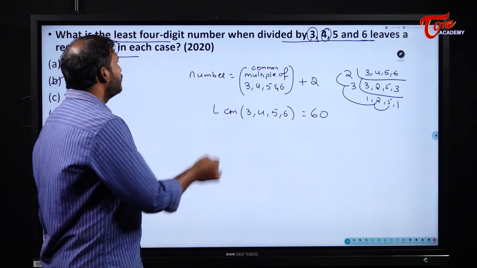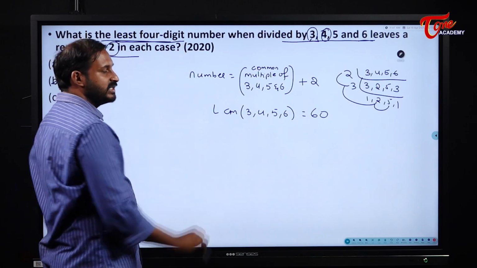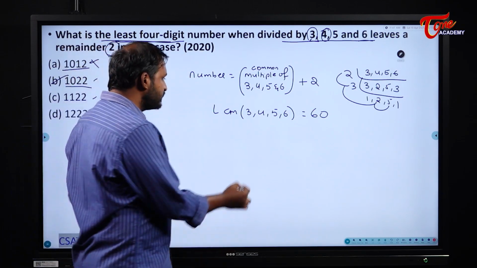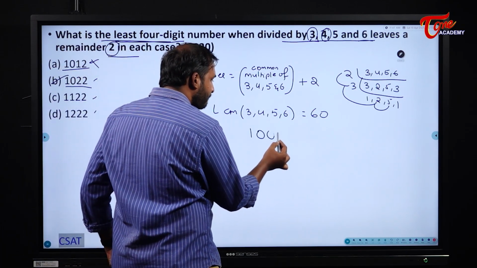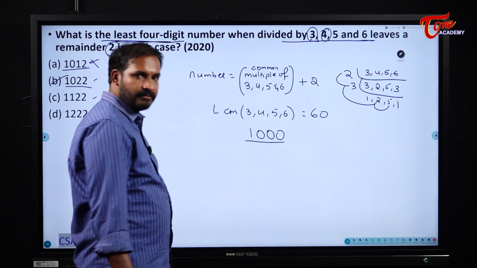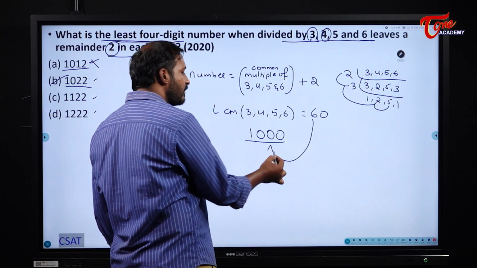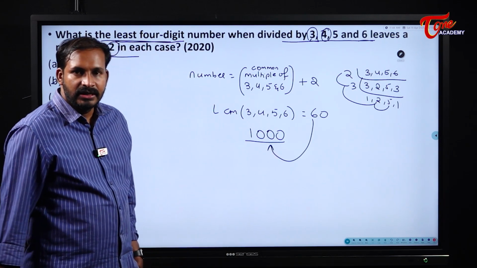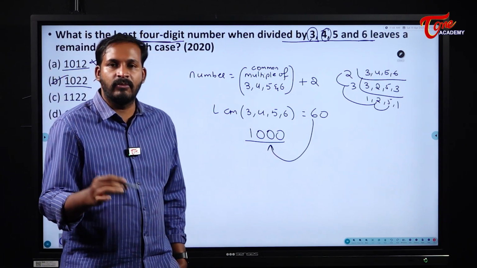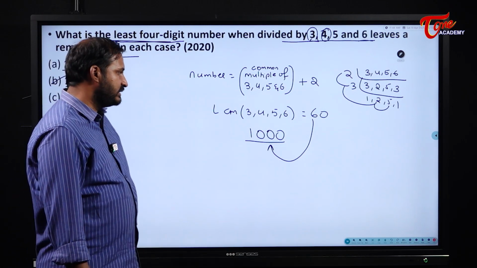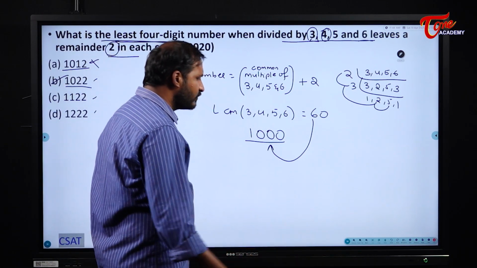Now, what is our case? The least 4-digit number. Usually, what is the least 4-digit number, students? 1000 is the least 4-digit number. Now try to write the multiple of 60 which is just above 1000. 60 into what can you multiply?